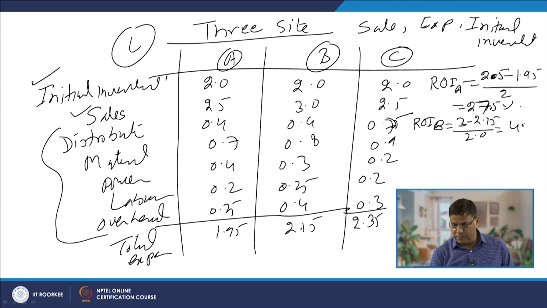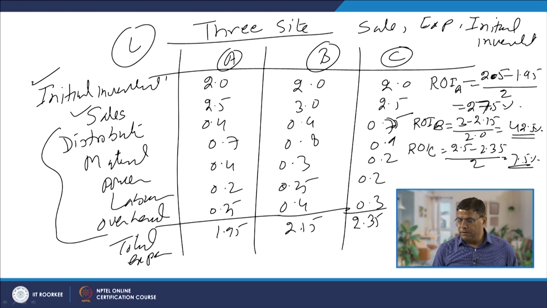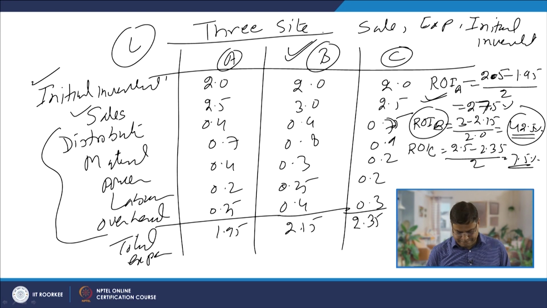So, here the return on investment percentage is 42.5. Likewise, the return on investment for site C is 2.5 minus 2.35 divided by 2. So, the return on investment is just 7.5%. So, if we consider the return on investment, then site B is considered to be one of the most attractive sites and most economical with respect to the benefits or the returns that will be gained if the plant is located at site B.